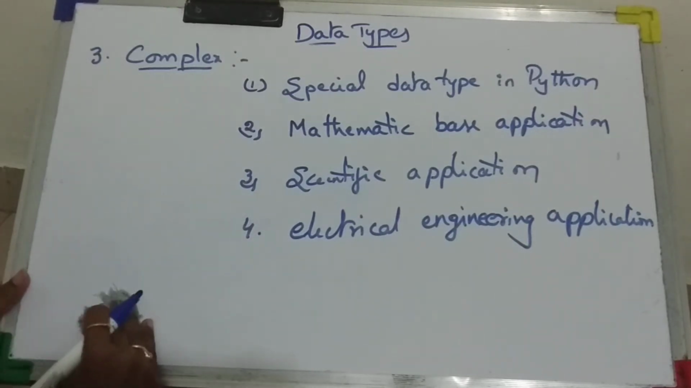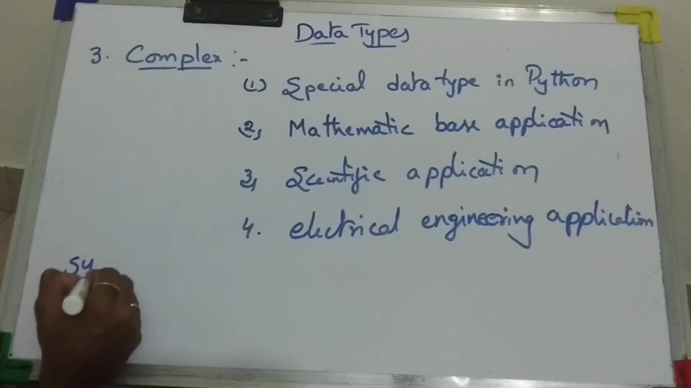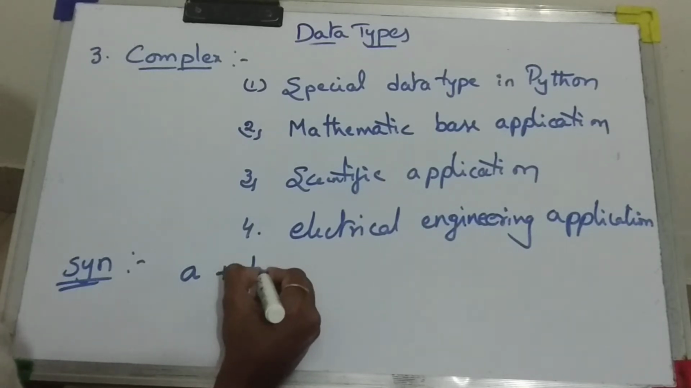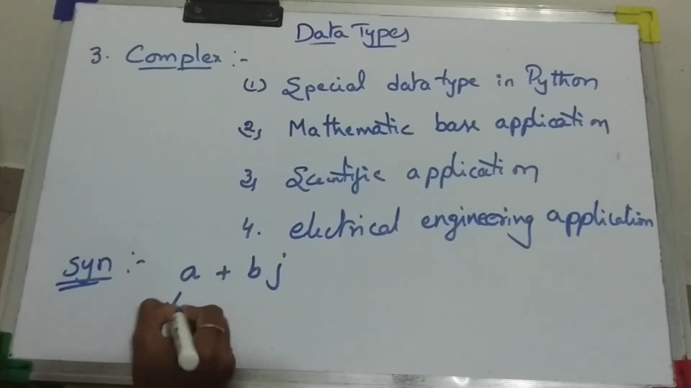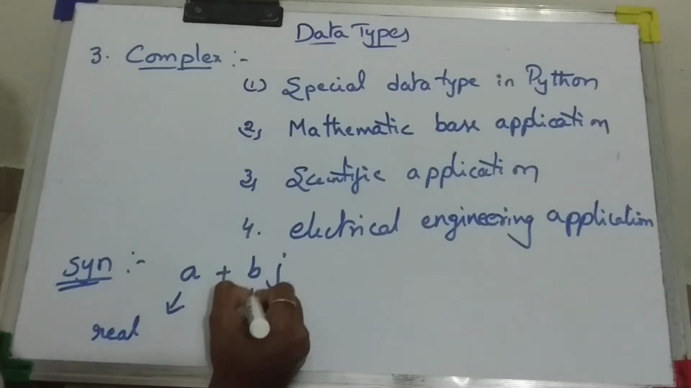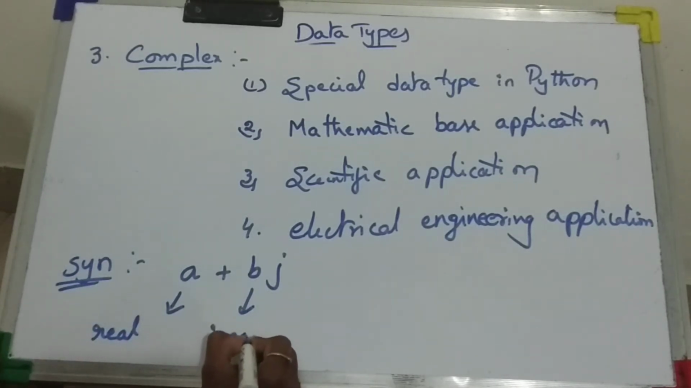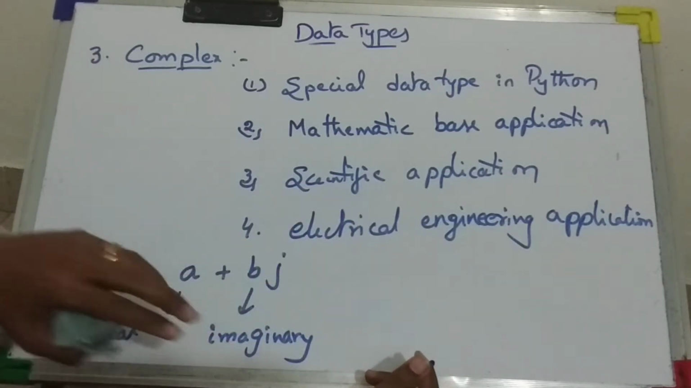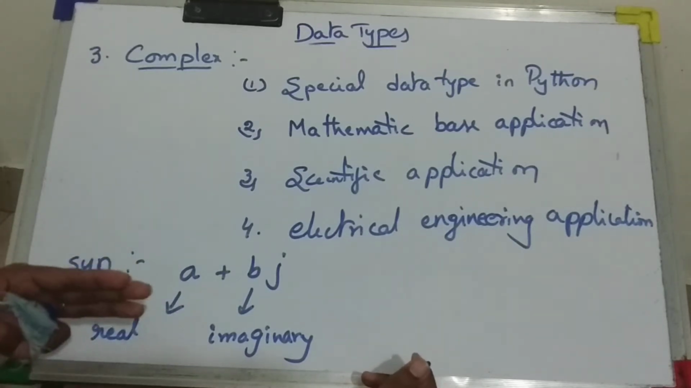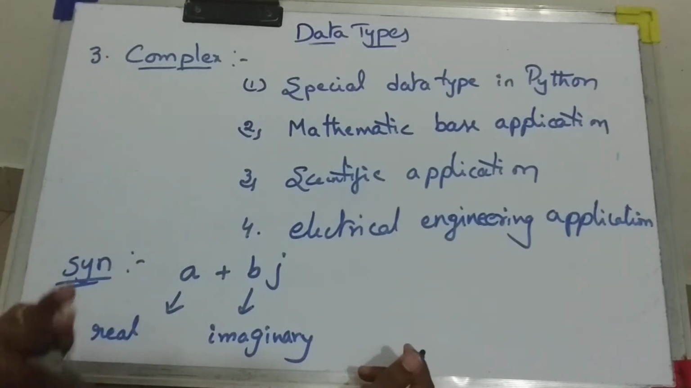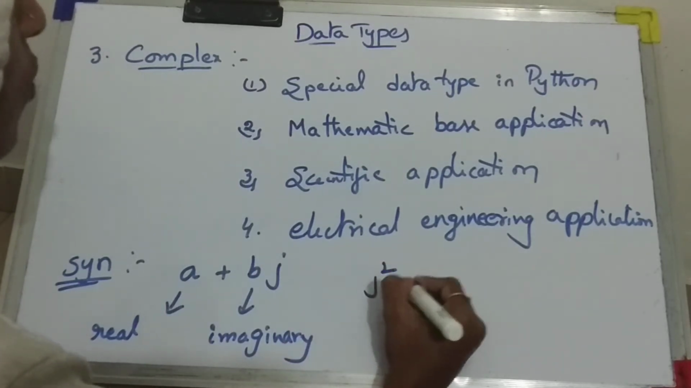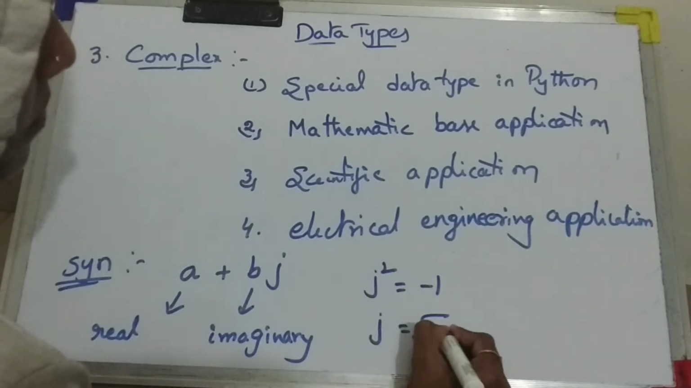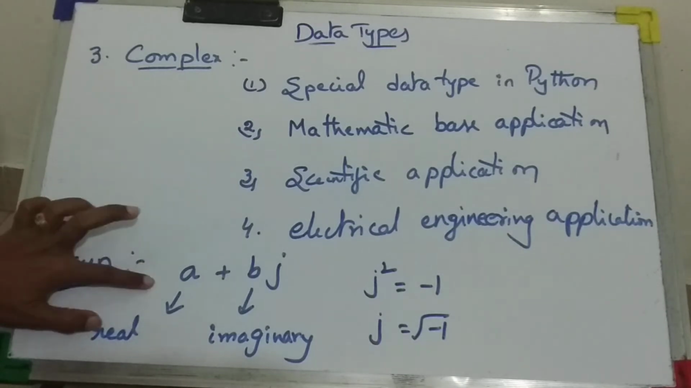Syntax of the complex data type. Syntax is a plus bj. A is the real number, B is the imaginary number. J means we can take capital or small letter, but the result is always in small letters only. J value: j square is equal to -1, so j is equal to root of -1.